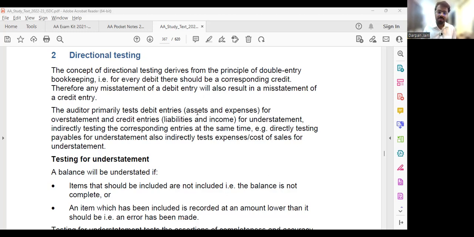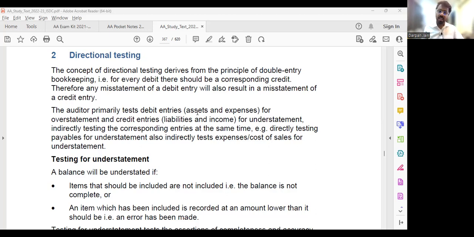In the example above, when you're testing for existence of a fixed asset, what were you doing? You were selecting some fixed assets first from the fixed asset register, from the books of accounts, and then going towards the physical assets and physically inspecting them. So what is the direction that is happening here? The direction is from the books of accounts to an external source.